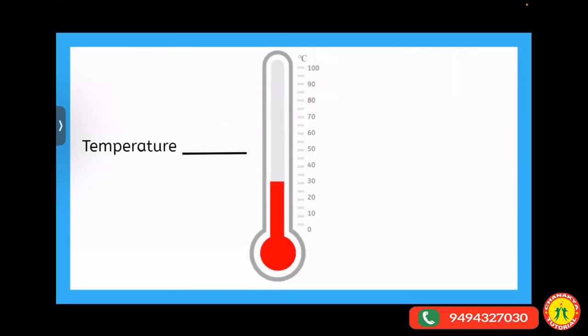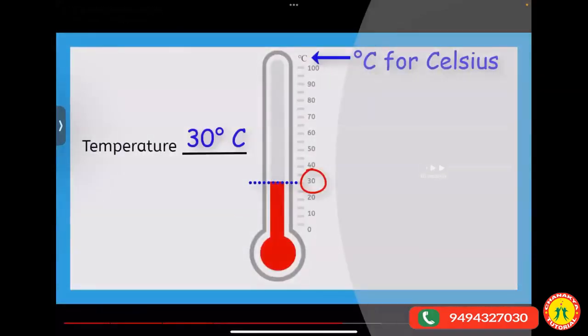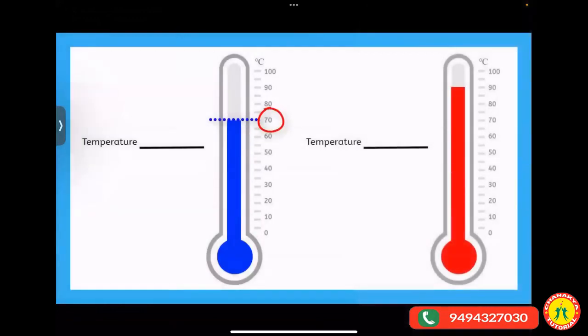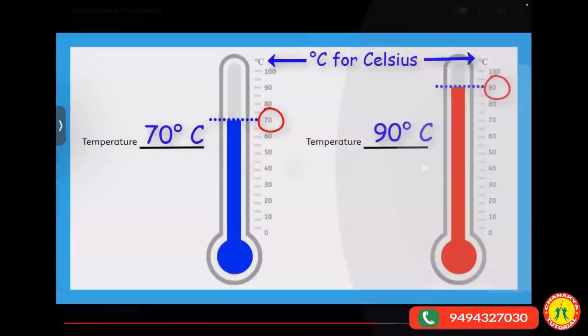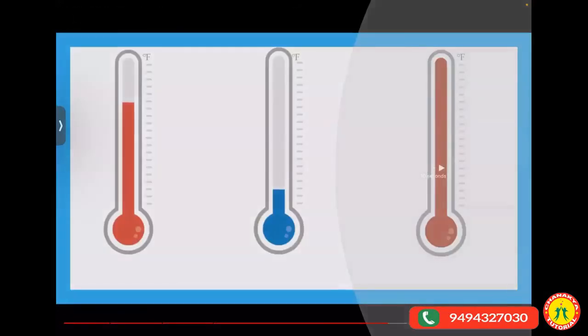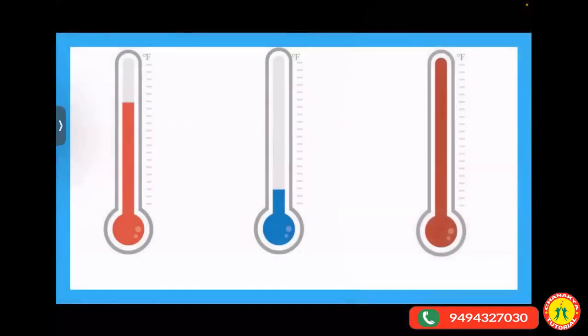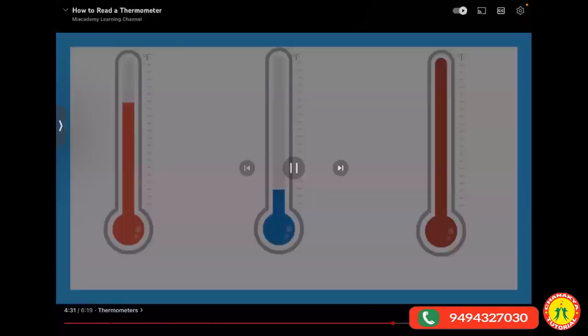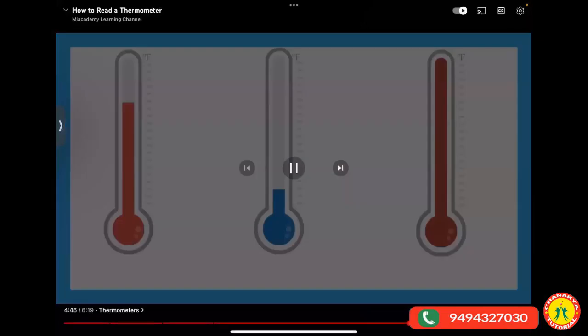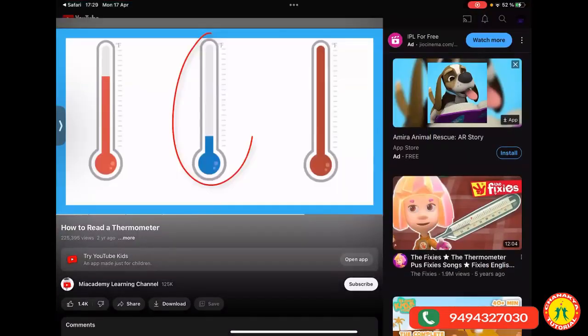Here we see the red liquid has moved down in the tube. We find the top of the liquid, and it's 70 degrees Celsius. Yeah, the red liquid, but they're all in Fahrenheit. Just by looking at the heights of the liquid, which thermometer is measuring the coldest temperature? Right, it's this one here.